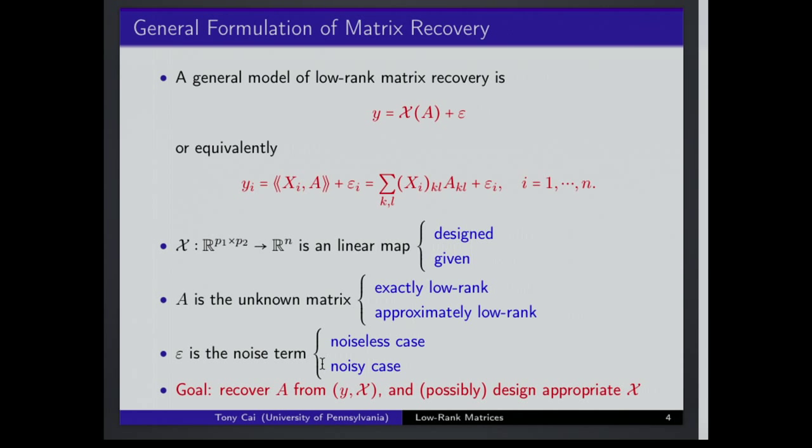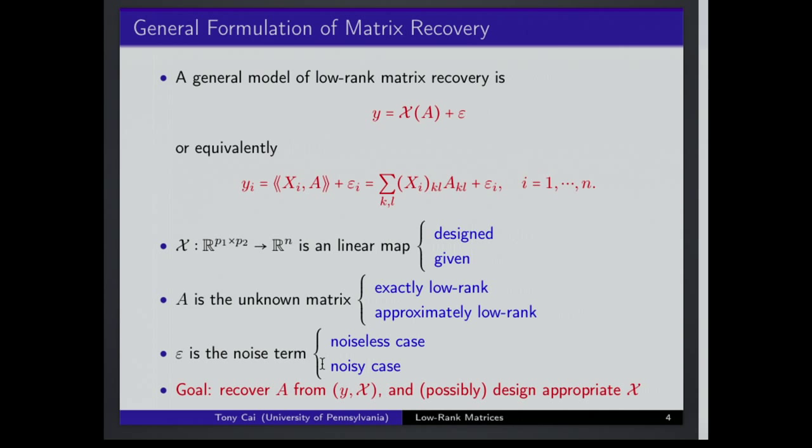And there are many different settings in terms of the linear map itself. In terms of application, sometimes it's given. In statistics, it's also often given, but in engineering, for example, you have the freedom to choose how to design the linear map X, so that you can recover this matrix A quickly or through small number of measurements. And this A itself is unknown, and sometimes it's exactly low rank, and sometimes it's approximately low rank. And for most of the algorithms, we wish it to do well, even if it's not exactly low rank.